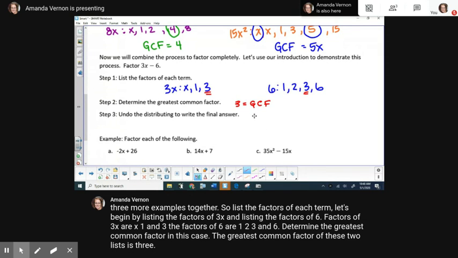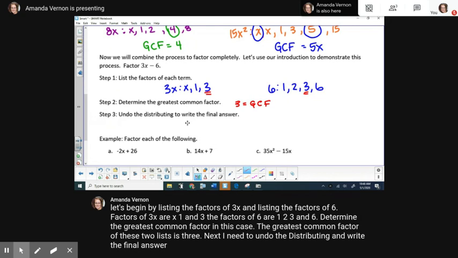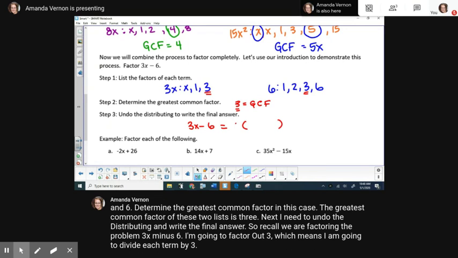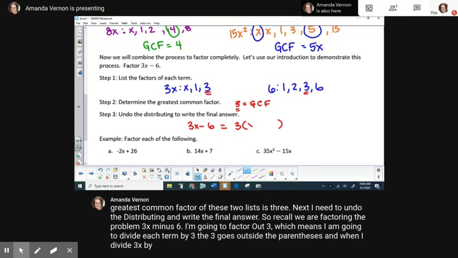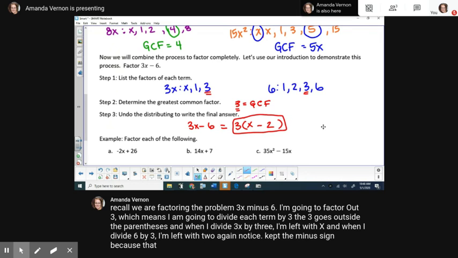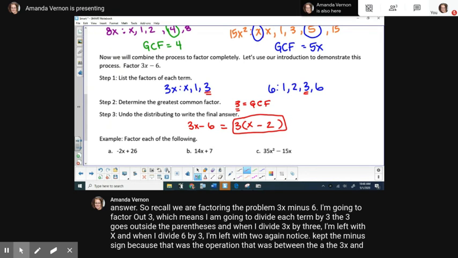Next, I need to undo the distributing and write the final answer. So recall, we are factoring the problem 3x minus 6. I'm going to factor out 3, which means I'm going to divide each term by 3. The 3 goes outside the parentheses, and when I divide 3x by 3, I'm left with x, and when I divide 6 by 3, I'm left with 2. Again, notice I kept the minus sign because that was the operation that was between the 3x and the 6.